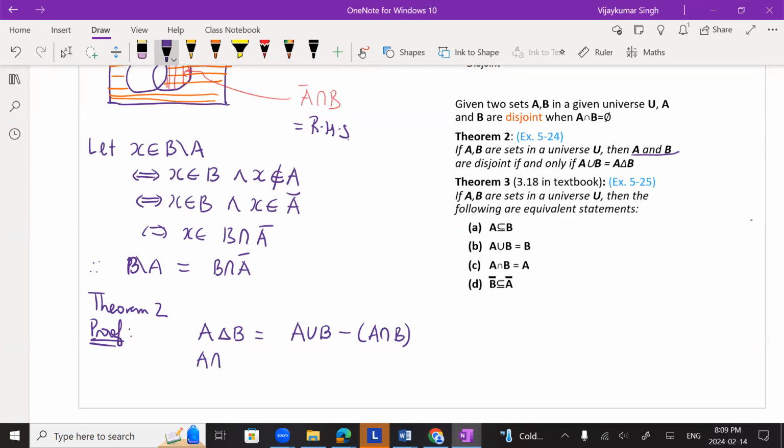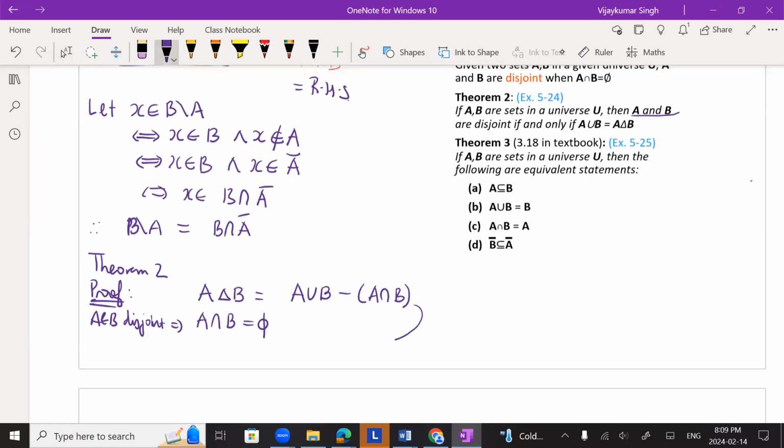Now, A and B are disjoint. That means A intersection B is what? It is empty. So A delta B is going to be A union B minus the empty set, and that is the same as A union B. We need the statement that A minus the empty set is what? That should be clear, and we can prove it if need be.